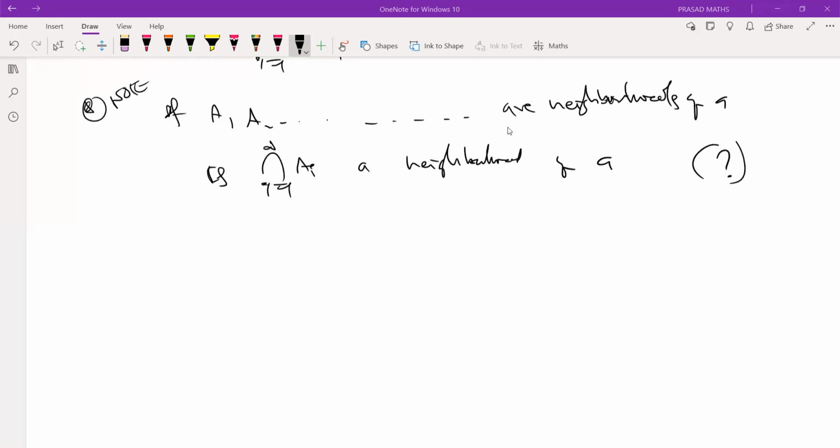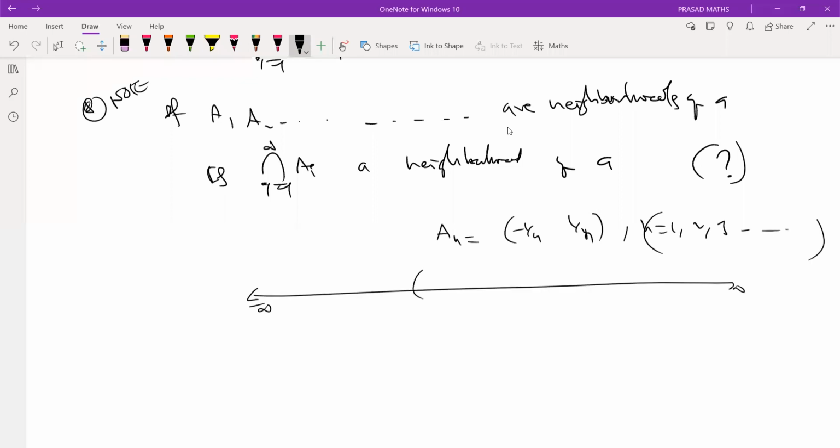Suppose I'm going to take this. A_n, a simple standard example, is (-1/n, 1/n), where n equals 1, 2, 3, 4, going on. It's a segment, an open interval. It is a neighborhood of all its points. We have seen any open interval is a neighborhood of all its points. In fact, it's a neighborhood of 0. So A1 is a neighborhood of 0, A2 is also a neighborhood of 0. What is A2? (-1/2, 1/2).